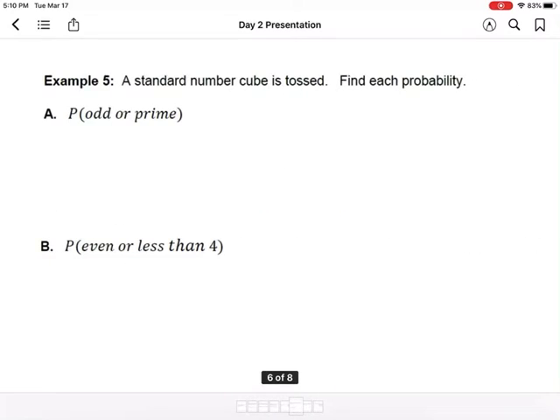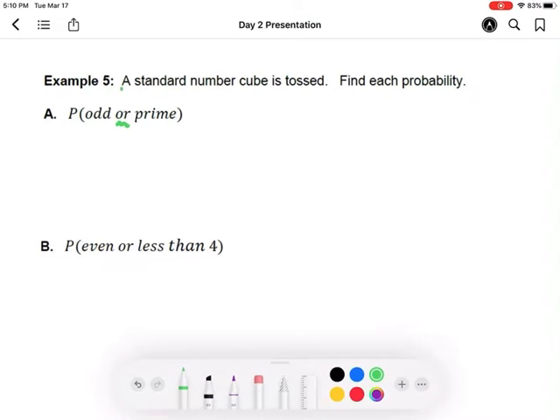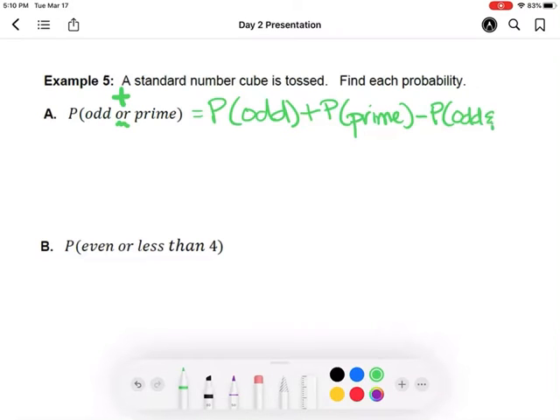Example 5: a standard number cube is tossed. Find each probability. So the probability of being odd or prime, remember, or probability is addition. This would be the probability of being odd plus the probability of being prime minus the probability of being odd and prime. So let's talk about what we've got going on here.